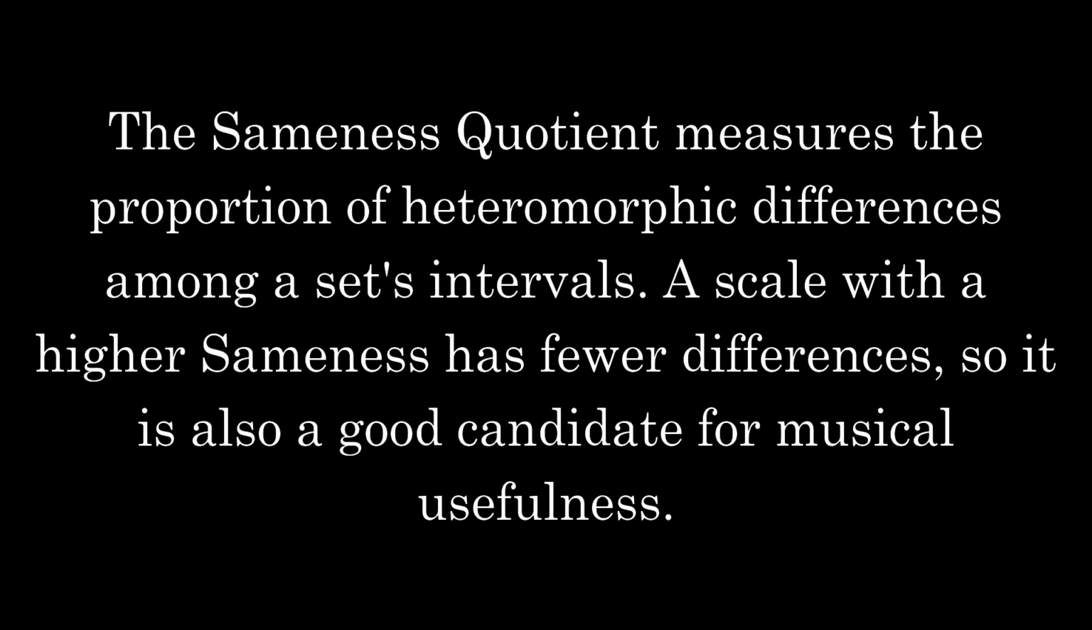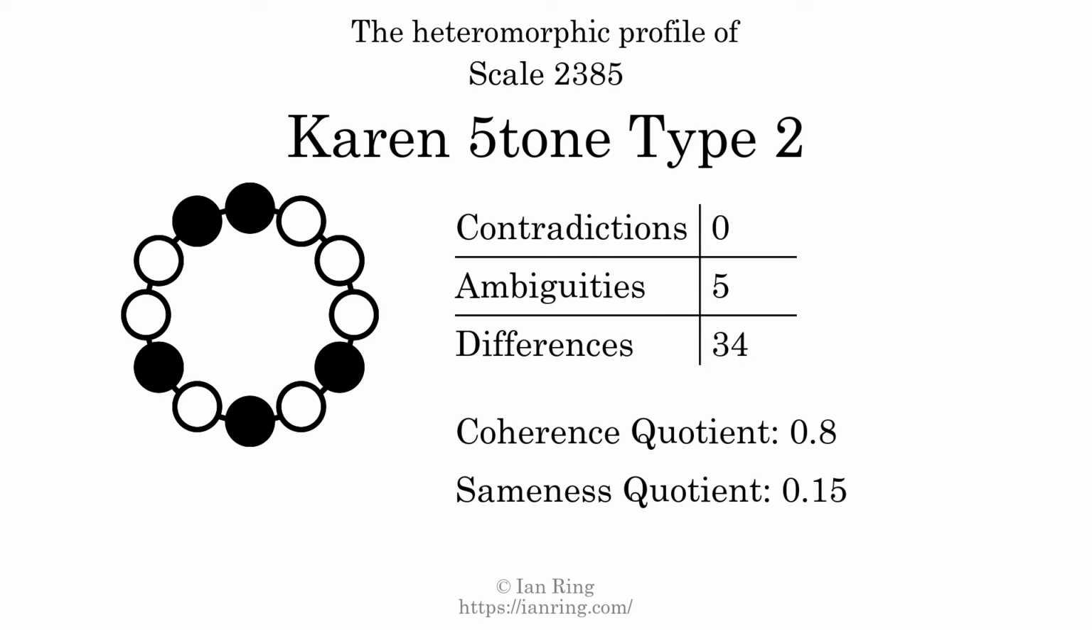The sameness quotient measures the proportion of heteromorphic differences among a set's intervals. A scale with a higher sameness has fewer differences, so it is also a good candidate for musical usefulness. The sameness quotient is 0.15.